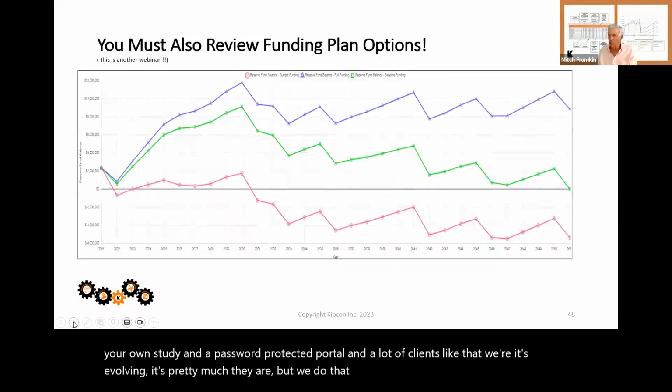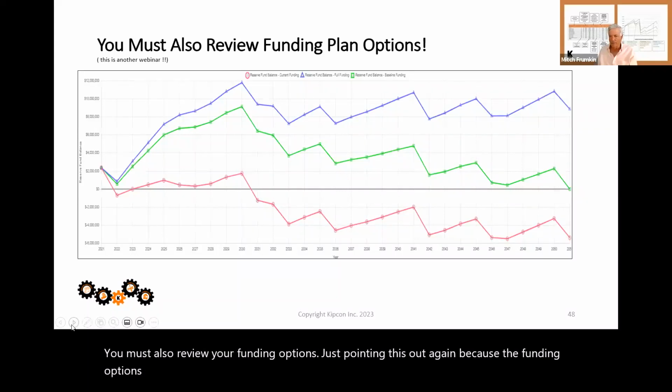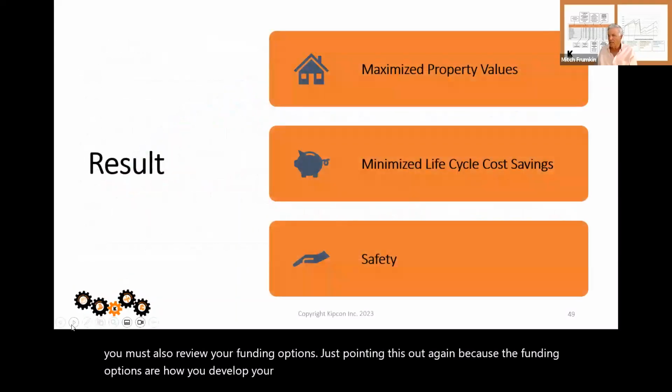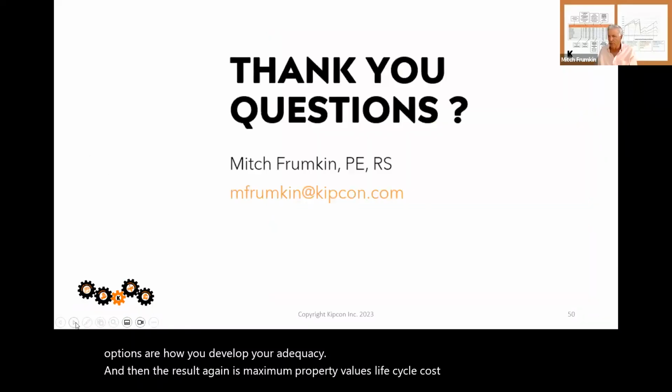So what do you do? You integrate together. You must also review your funding options. Just pointing this out again, because the funding options are how you develop your adequacy. And then the result again is maximum property values, life cycle cost, and safety in your community.